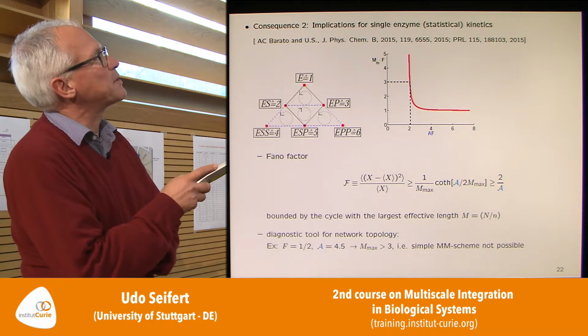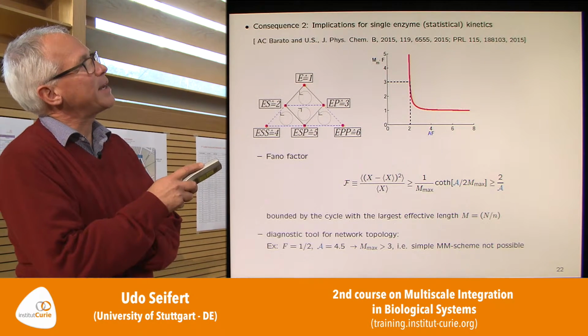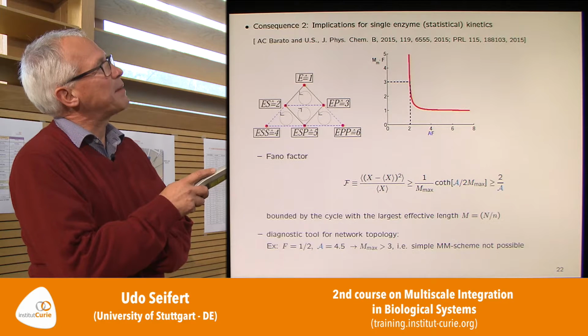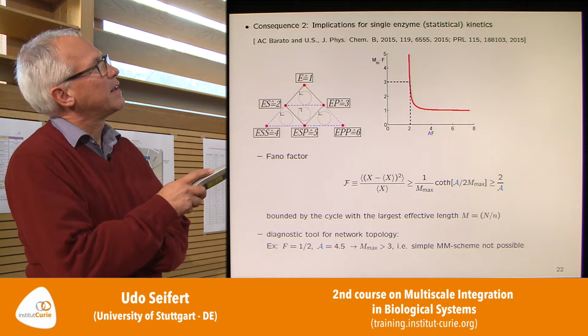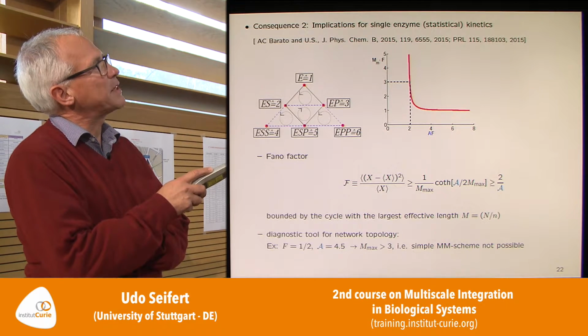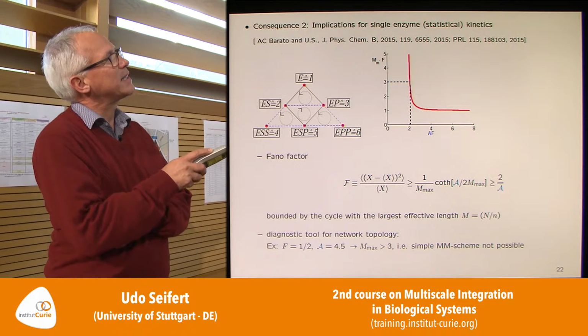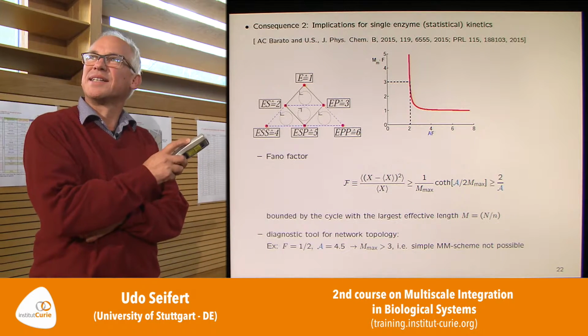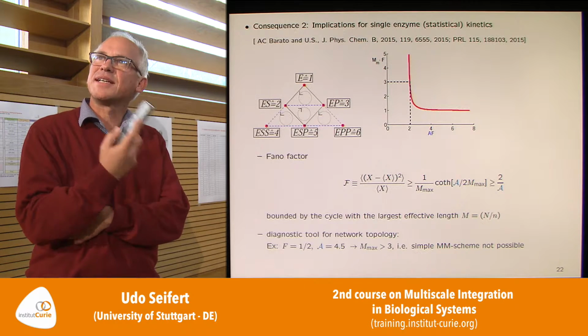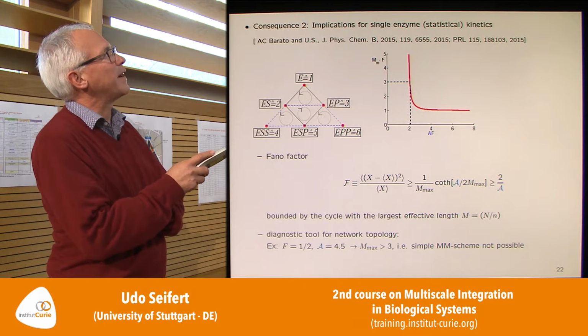Michaelis Menten is the upper triangle. You have an enzyme, E. The enzyme can bind a substrate. Then the substrate can be transformed into a product, and the product can be released. That's the simplest enzymatic scheme. That's the upper triangle.